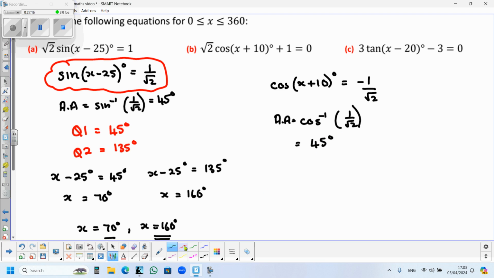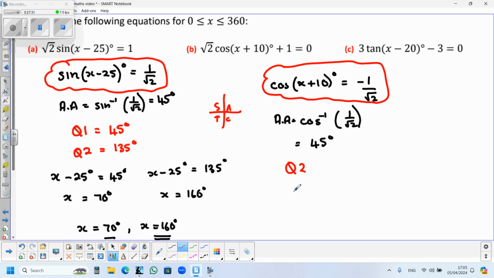Now I'm going to look at cos here. So cos is negative. So in the cast diagram, where is cos negative? Well, cos is positive in quadrant 1, quadrant 4, so it's got to be negative in quadrant 2 and quadrant 3. Quadrant 2, how do I get into it? It's 180 minus 45, it's 135 degrees. Quadrant 3, how do I get into quadrant 3? It's 180 plus 45, which is 225 degrees.